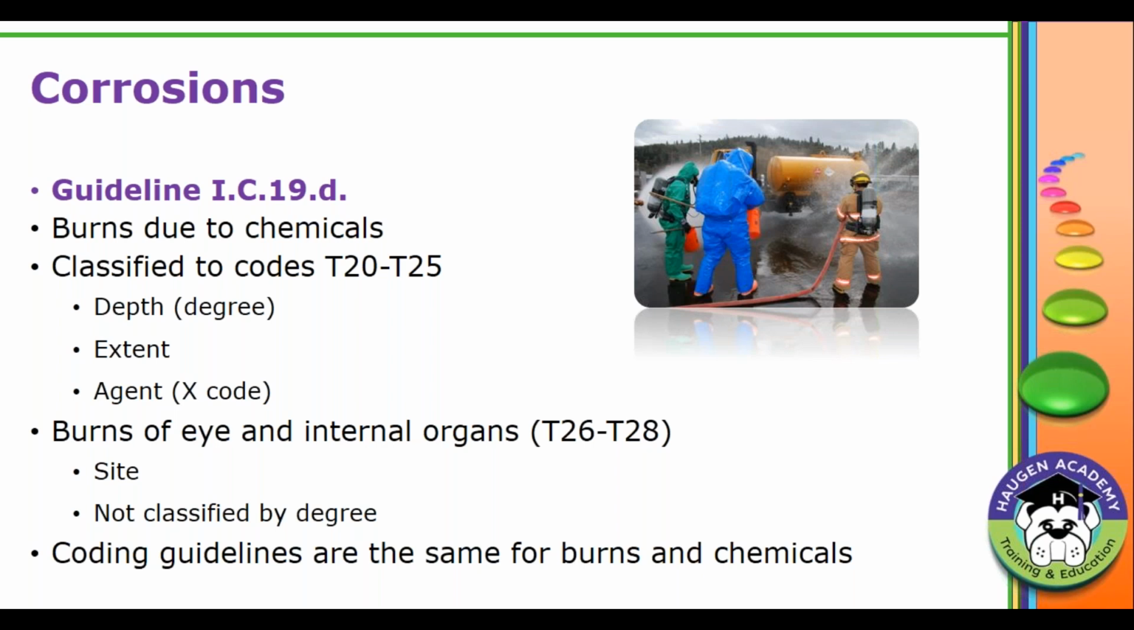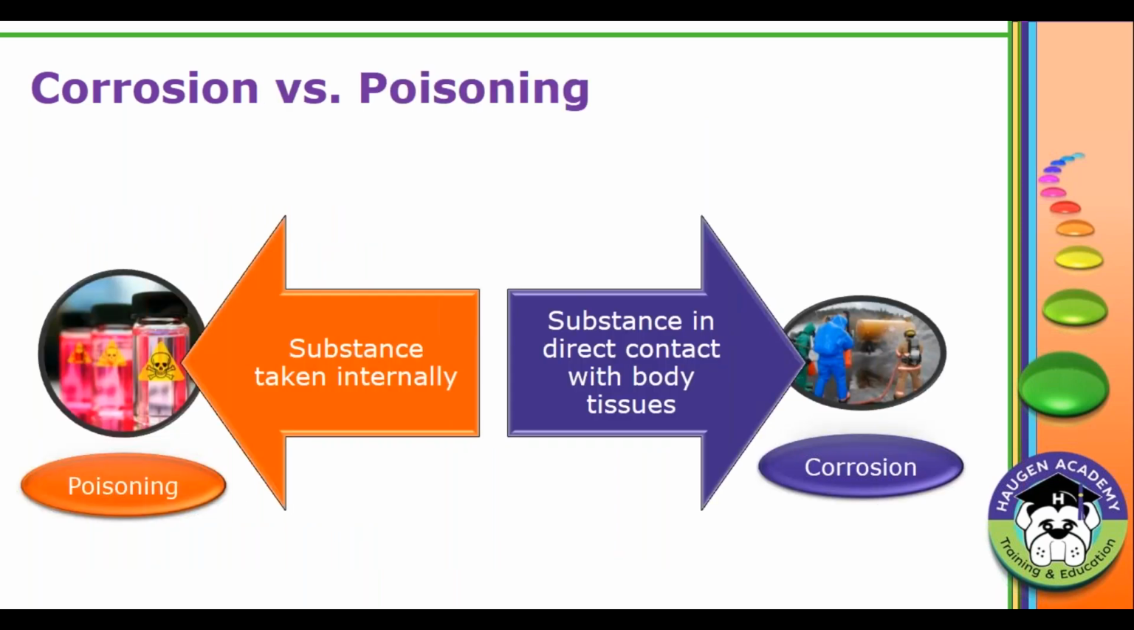So if you come across something where the patient has a chemical burn and you're not real familiar with these coding guidelines, just put this in the file in the back of your head to remember this. So again, corrosion versus poisoning. If the substance is taken internally, and I guess there are some people who eat or drink bleach, those kids who eat the Tide Pods right now, which is such a big trend, that's a poisoning. But if it's a substance that comes in direct contact with the body's tissues, then it codes as a corrosion.